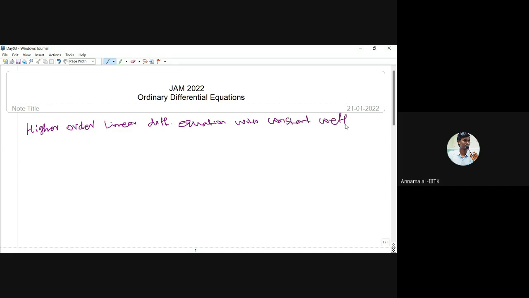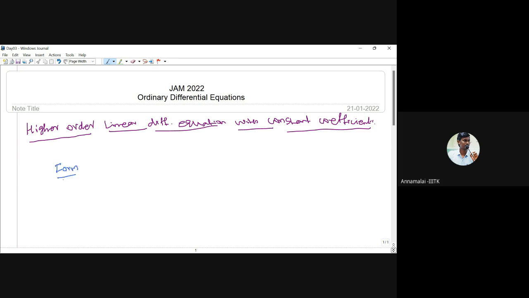So first we discuss second order, because in the examination they ask the second order only. So if you take the second order differential equation with constant coefficients, any general second order linear differential equation with constant coefficients is of the form. So what is the form?